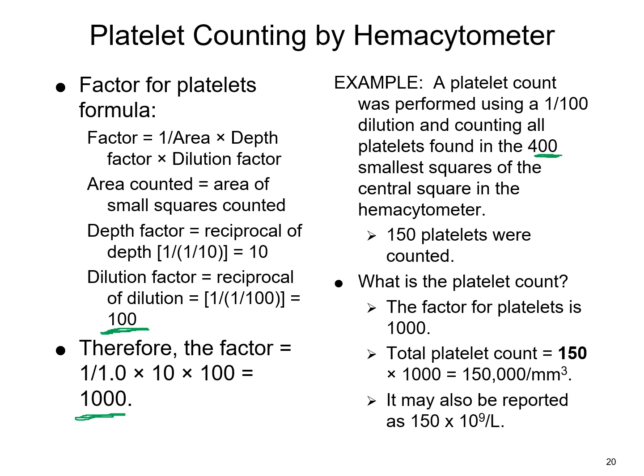So as long as you do that times 100 dilution, and you count all of those tiny squares within that one large center square, then you can just multiply your total count by 1,000. So if our platelet count was 150 times 1,000, that's going to give us 150,000 millimeters to the third. And then of course you can simplify that out if needed.